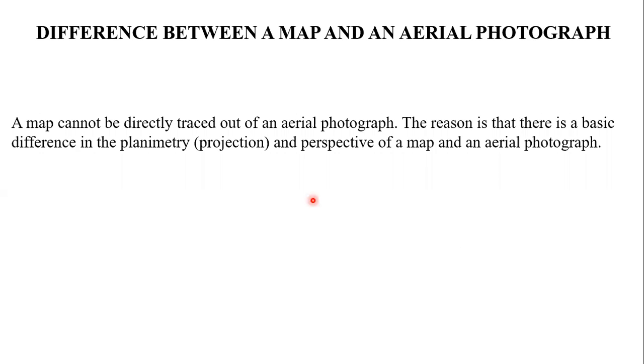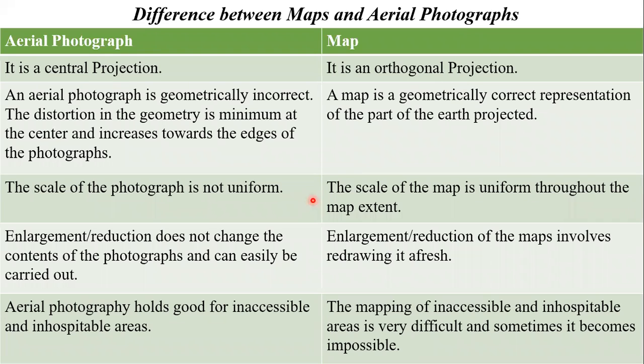Finally, we came here. What's the difference between a map and aerial photography? We have learned what maps are and what aerial photography is. What is the major difference? We will see all these things. So this is the difference. Aerial photography is a central projection. A map is an orthogonal projection.